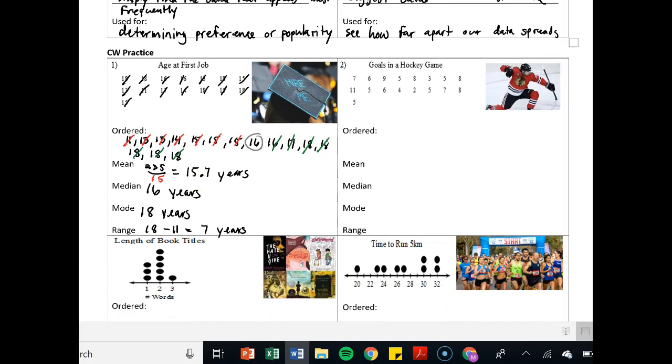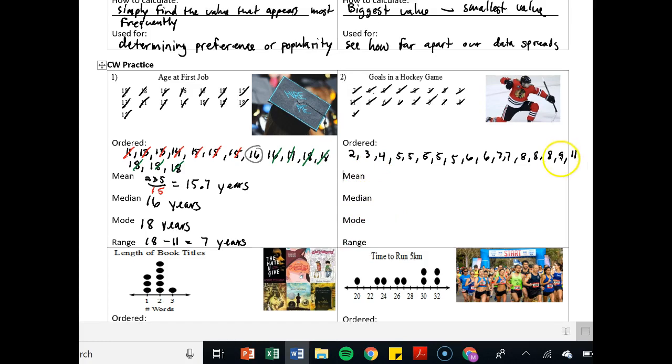All right? Number 2, I'd like you to do an Edpuzzle. I'm going to help you out by ordering that set. There are 15 data points again, so find me the mean, median, mode, and range. So for your mean, I forgot a 9 there. All right. Also, you're going to have 17 data points in this.